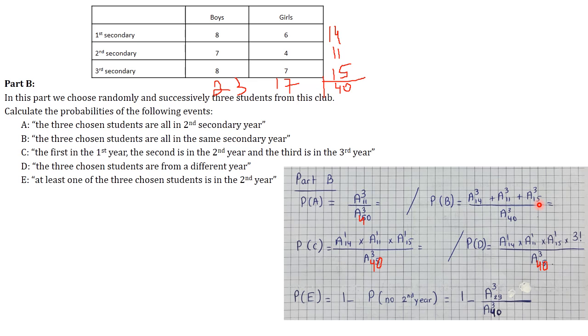Okay, now we need to find the probability of C, which is the first student in the first year, the second in the second year, and the third in the third year. So as if they gave you the order, so it's A1 14, A1 11, and A1 15 over A3 40. Come on, all these are wrong. Why? It's 50. It's 40, sorry, the total.